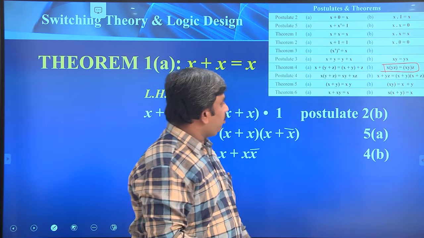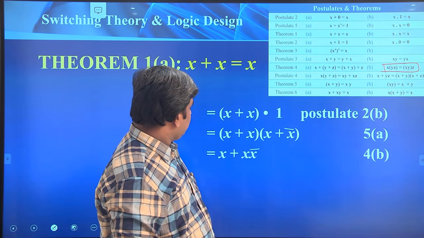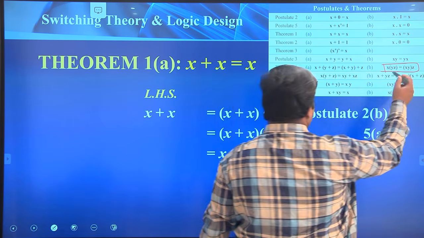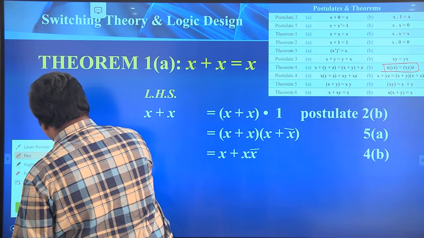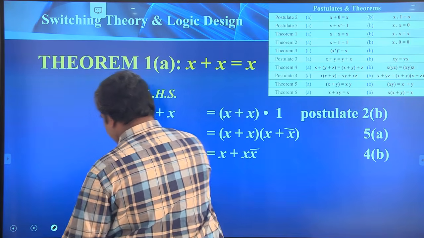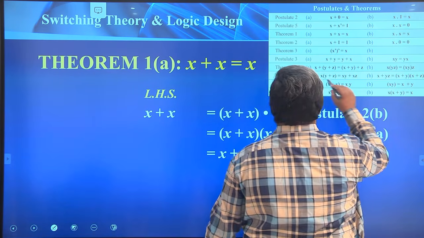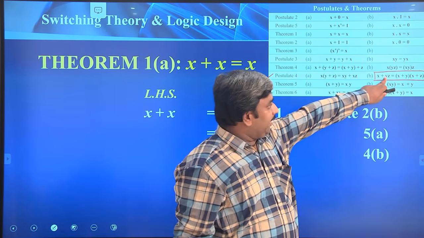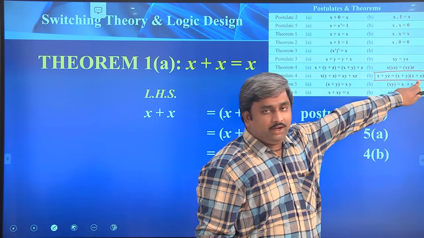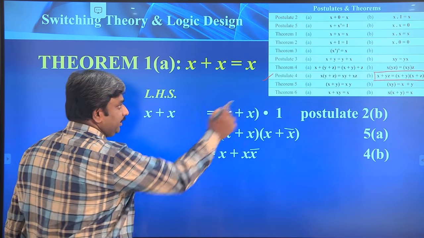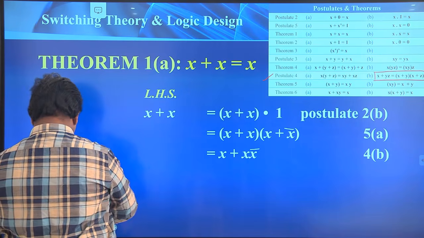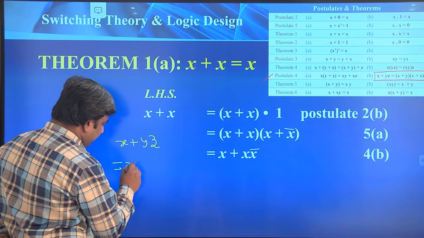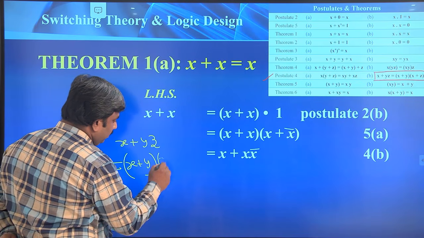What is there in 4b? Not theorem, sorry, postulate 4b. Here we have taken the theorem. It's not correct. So this is postulate 4, and this is 4b. What is this expression? x plus yz is equal to x plus y into x plus z. I am writing separately here: x plus yz is equal to x plus y into x plus z.